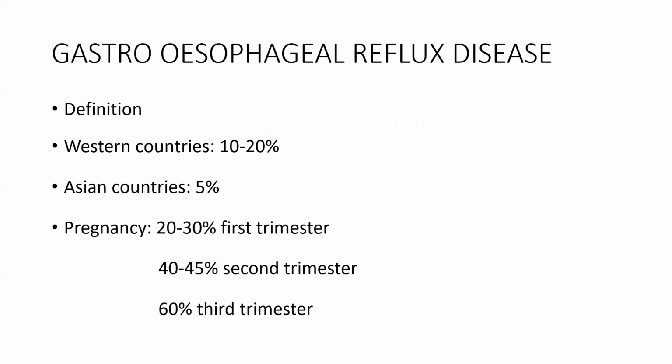In Western countries, the prevalence of this disease is approximately 10 to 20%, and severe disease is observed in 6% of the population. In Asian countries, the prevalence is approximately 5%, and during pregnancy, approximately half of women experience reflux. The prevalence increases throughout the pregnancy, affecting 20 to 30% of women in the first trimester, 40 to 45% in the second trimester, and 60% in the third trimester.